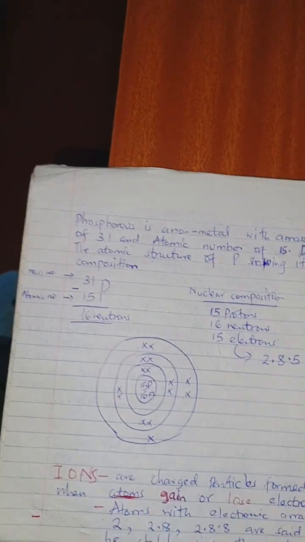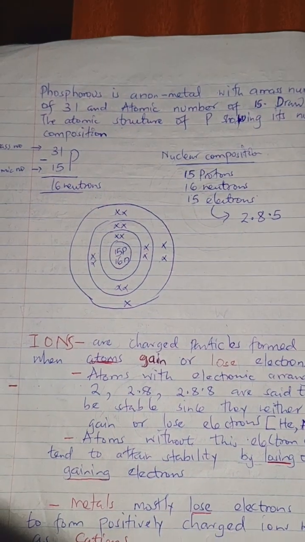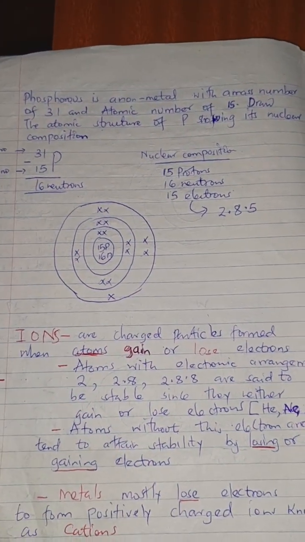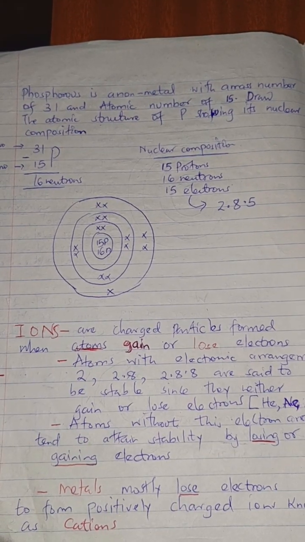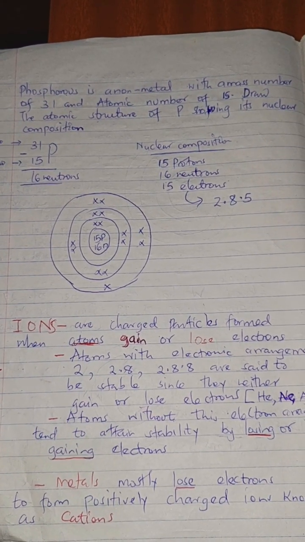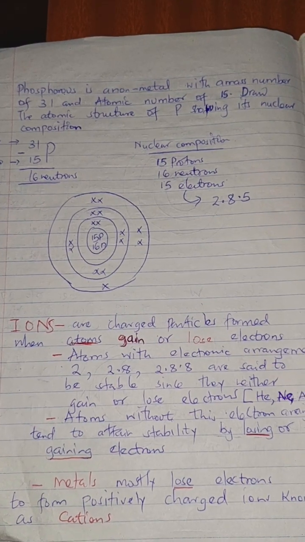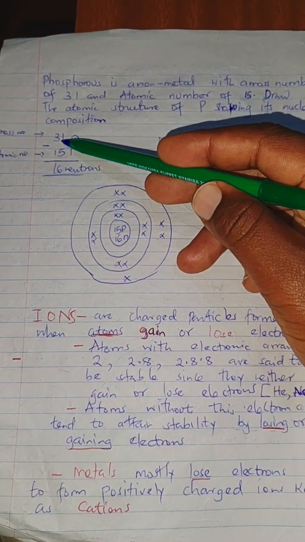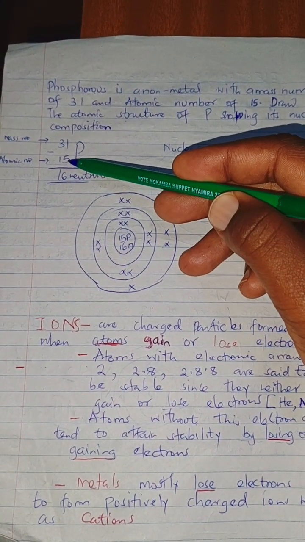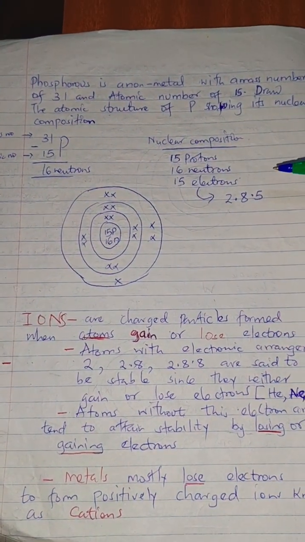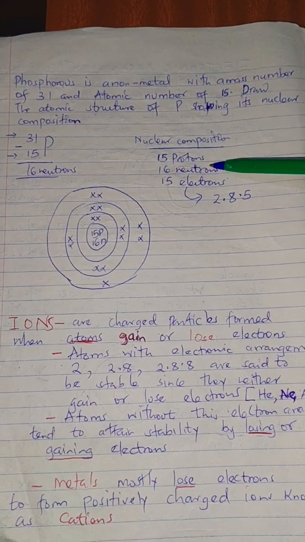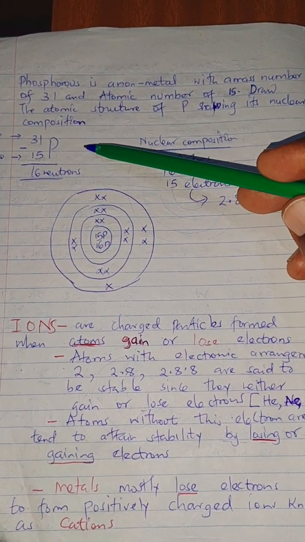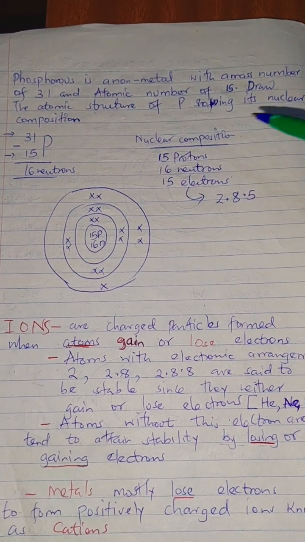Let's go to the last question on that. We have phosphorus, a nonmetal with a mass number of 31 and atomic number of 15. So draw the atomic structure of P, phosphorus, and its nuclear composition. Phosphorus mass number is 31. When you subtract protons or atomic number, you get 16 neutrons. So the nuclear composition is 15 protons because atomic number is 15, and 16 neutrons, because you find neutrons from the formula.